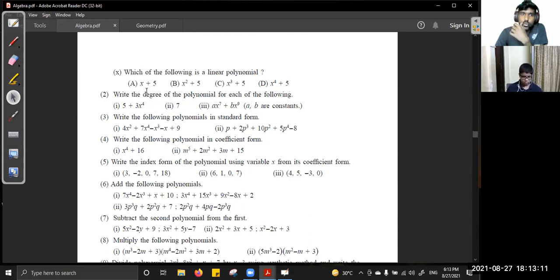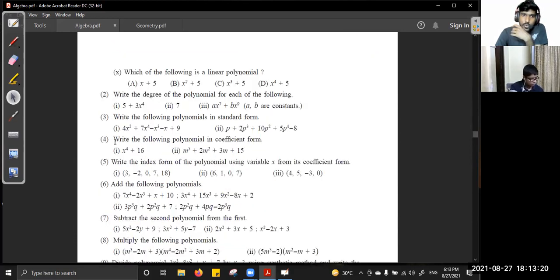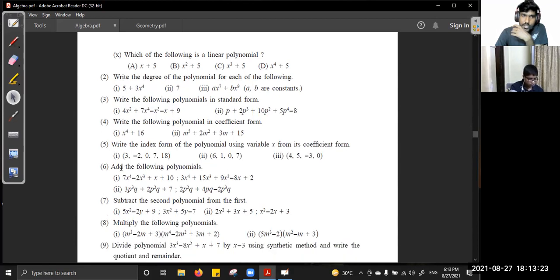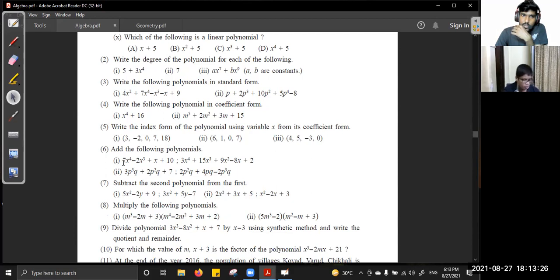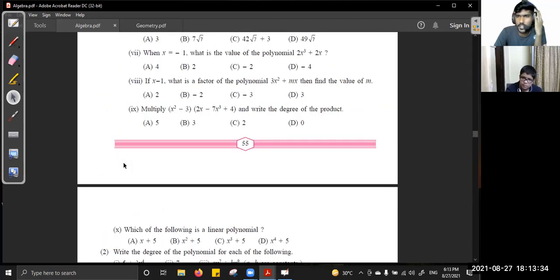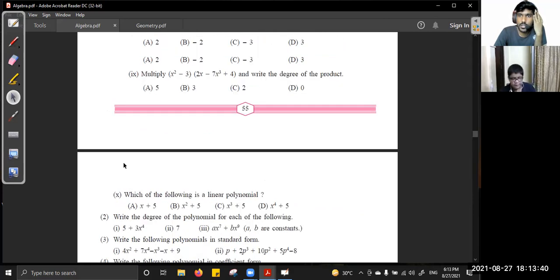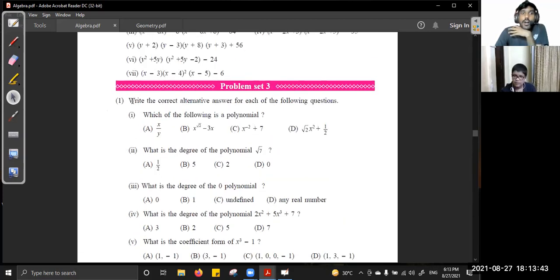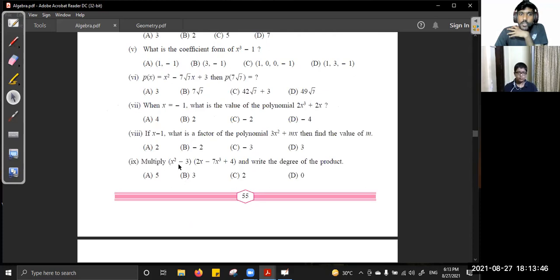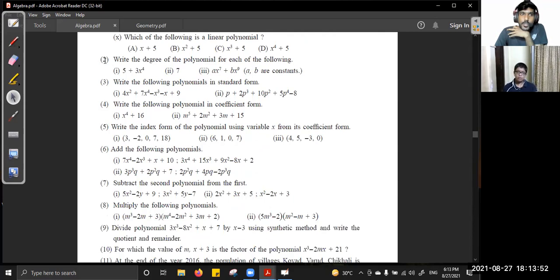Question number 2, 3, 4. Can you just mark it? 2, 3, 4, 5, 6. In problem set 3, the first one we have to do, right? So 1, 2, 3, 4, 5. Question 1 is MCQ, so do all the MCQs. There are 10 MCQs. All 10 MCQs. Then question number 2 is here.